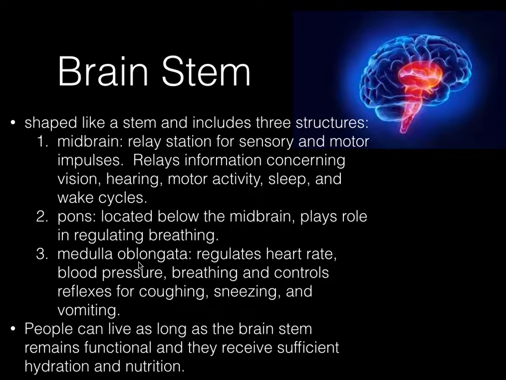And then we have the pons located below the midbrain. This regulates breathing, pretty important. The medulla oblongata regulates heart rate, blood pressure, breathing, and controls reflexes for coughing, sneezing, and vomiting. So these are pretty important structures in our brain stem we could not live without.